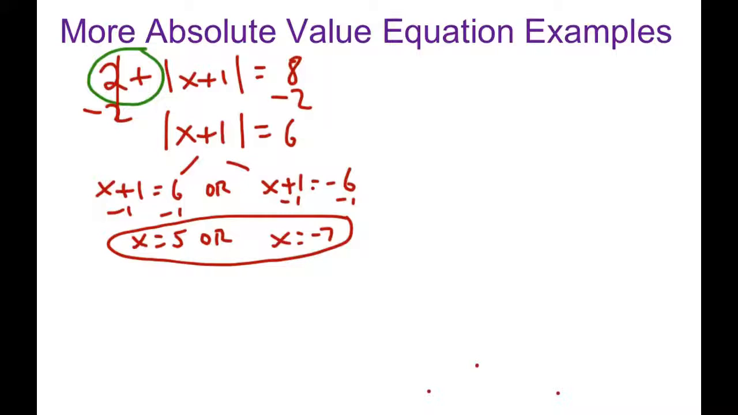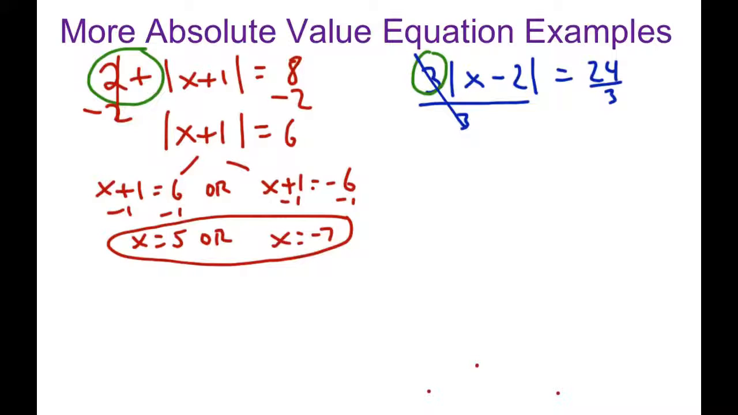Okay, take a look at another one here. Let's try 3 times the absolute value of x minus 2 equals 24. So once again, I want to get rid of the stuff that's outside of the absolute value symbol. So I am going to divide by 3 on both sides. That cancels. The absolute value of x minus 2 equals 8.